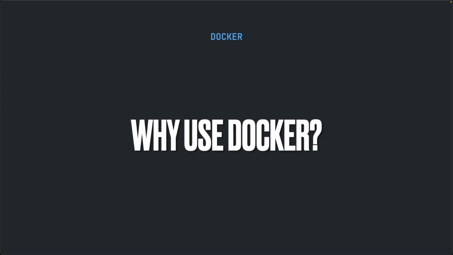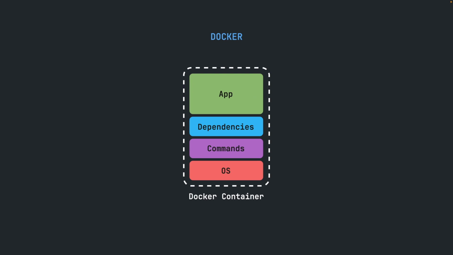So, why should we use Docker? With Docker, we can run our application within an isolated, self-sufficient container that includes all the dependencies and commands needed to run the application, as well as the operating system, which by default is Linux. The benefit of this is that when we share the application with others, they will have the exact same environment as we do, solving the compatibility problem. It also simplifies the deployment, because it can include all the commands we need to successfully deploy the application.